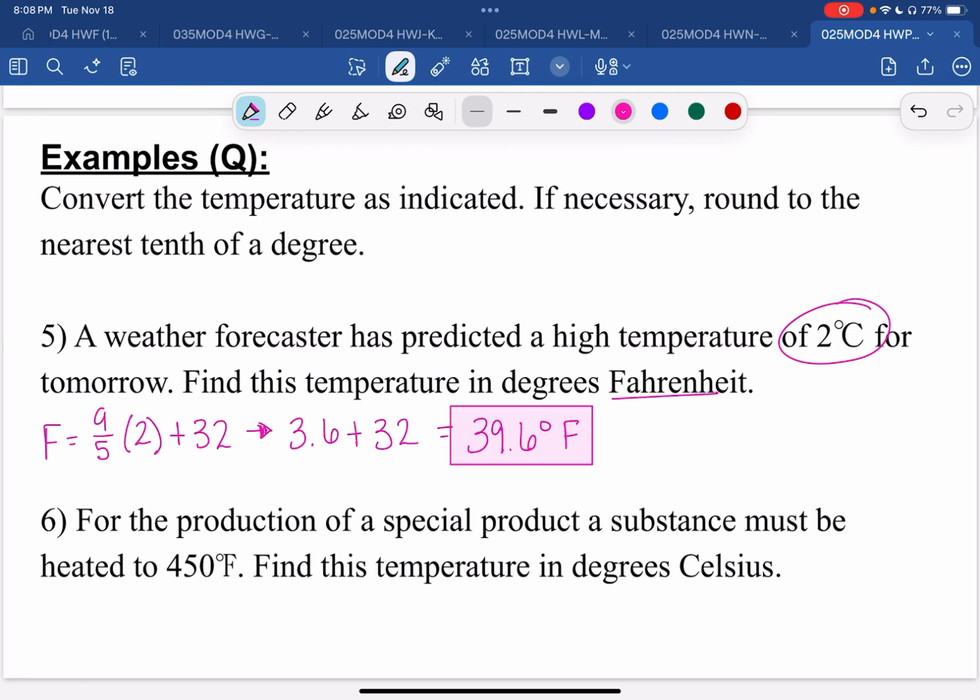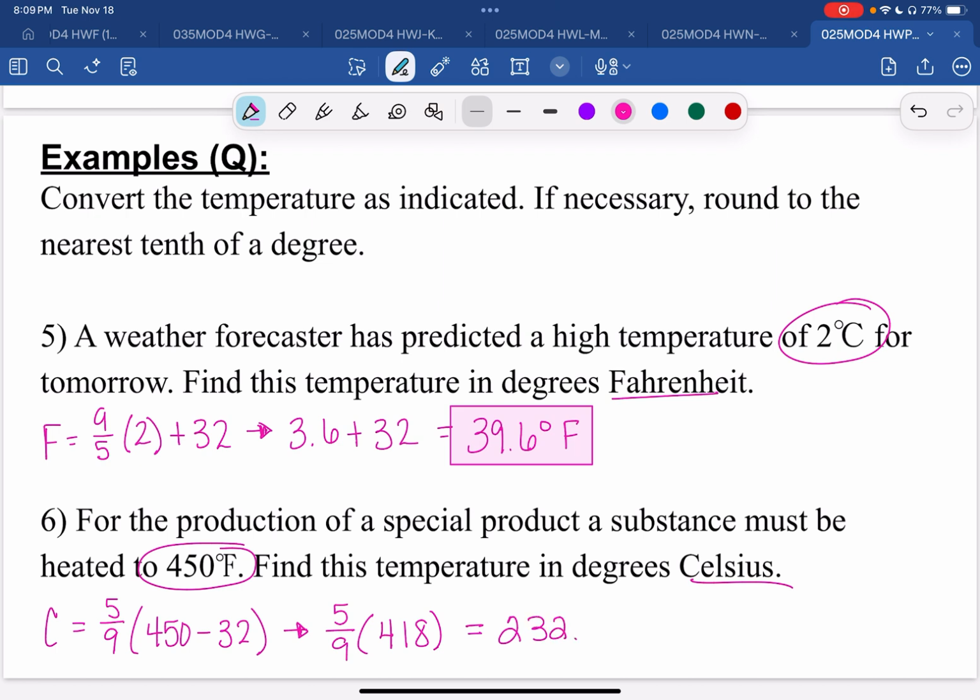Six says, for the production of a special product, a substance must be heated to 450 degrees Fahrenheit. Find this temperature in degrees Celsius. So C equals 5 ninths times our Fahrenheit temperature minus 32. We're going to start out by subtracting, so 5 ninths times, that leaves us with 418. And so our final answer would be 232.22 degrees Celsius.